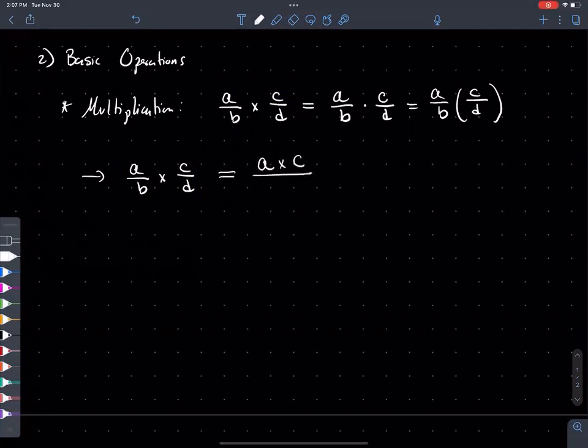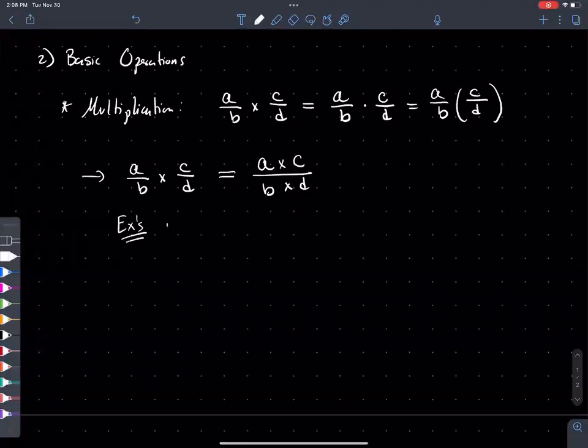If I wanted to multiply these two fractions, the rule to do this is that you multiply the two numbers on the top, and you also multiply the two numbers on the bottom. After you multiply a times c, you place it on the top of your new fraction, and when you multiply b times d, you place it in the bottom of your new fraction. So let me give you two basic examples.